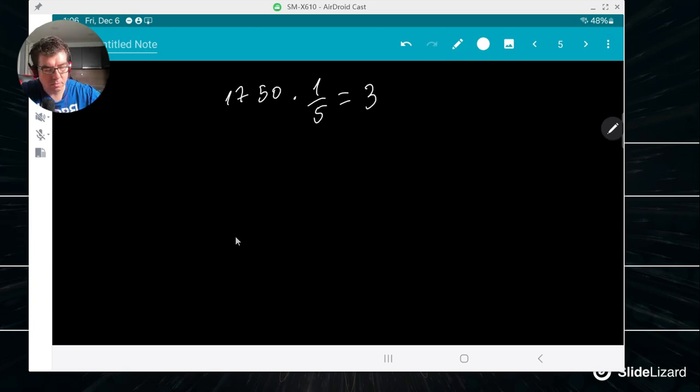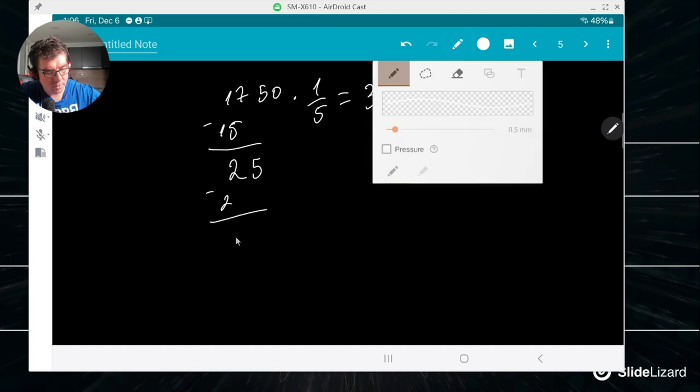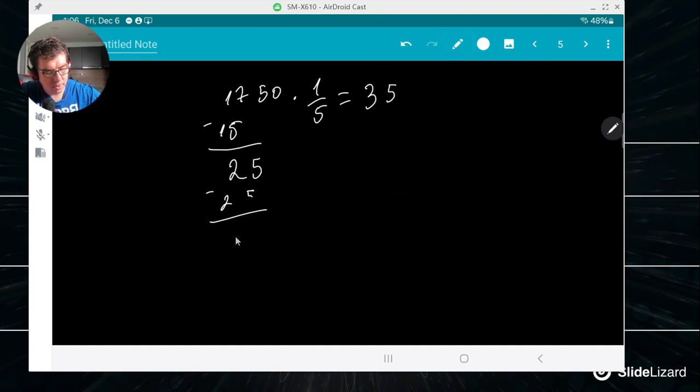times, so minus 15. We get a remainder of 2. We bring down the 5. 25 divided by 5 is 5. Minus 25. Here it is. And we get 0, and we add a 0 at the end. 0 divided by 5 is 0. Okay, so we get 350 USD. That's it. Let's go to the next one.